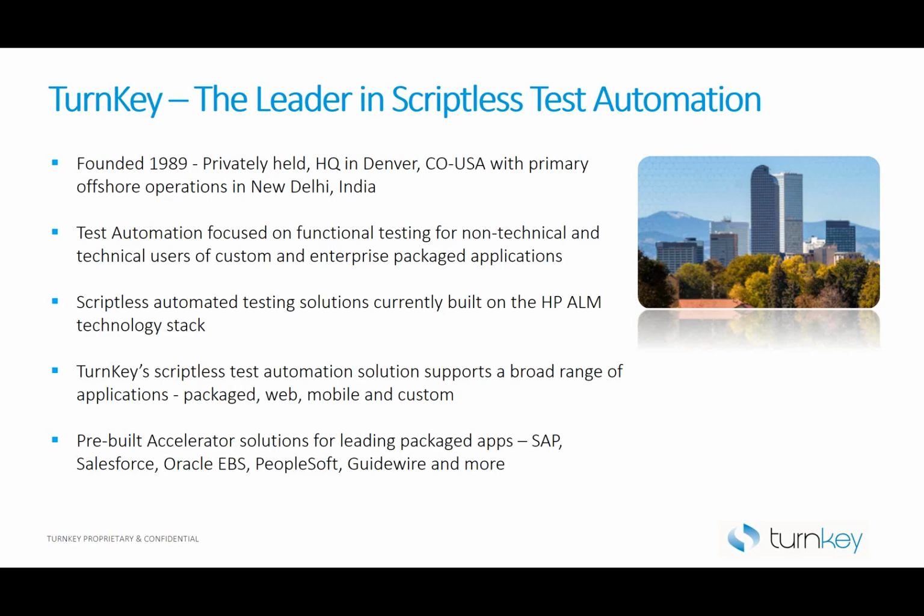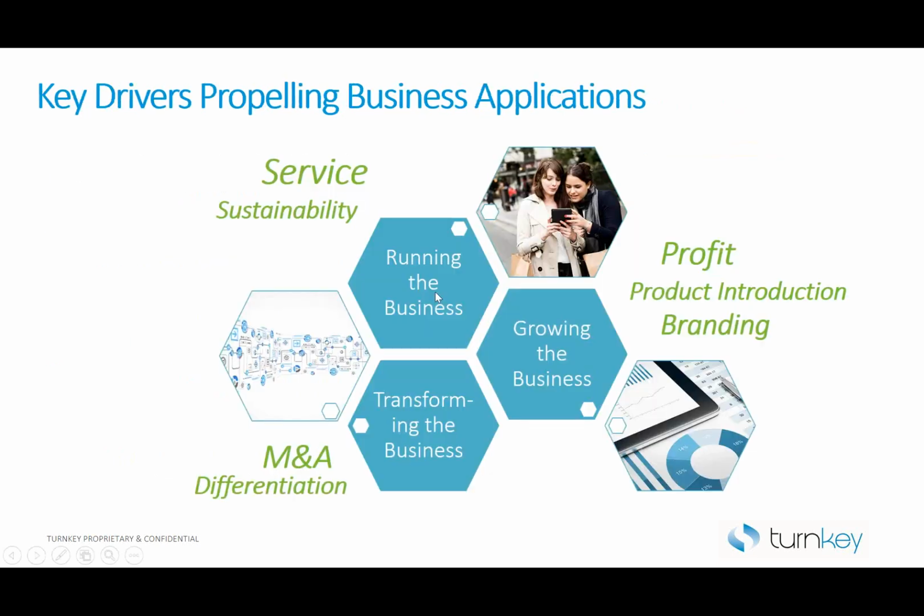Just a brief introduction to Turnkey before we get started. We're some of the leaders in scriptless test automation, and we'll talk about why effective test automation tools are important in this QA automation for DevOps. We're a privately held company based in beautiful Denver, Colorado, and we do have offshore operations in India. Our test automation tools are focused on functional testing, and are available to both technical and non-technical users. These are important concepts that we'll introduce as we talk about DevOps today.